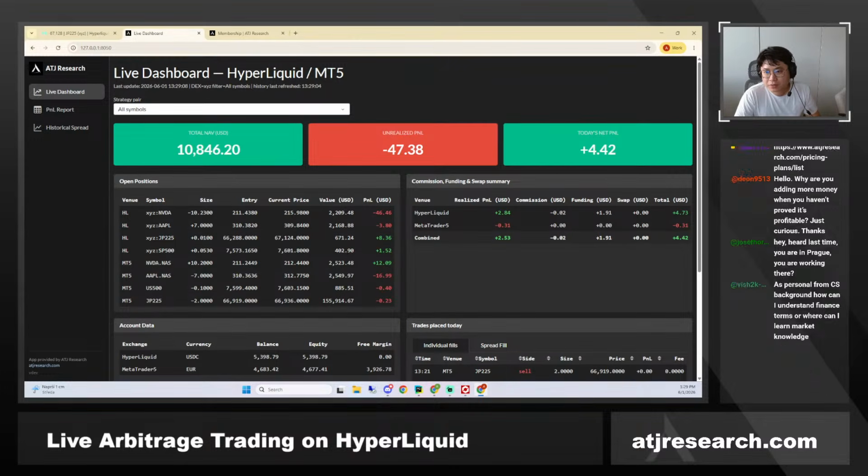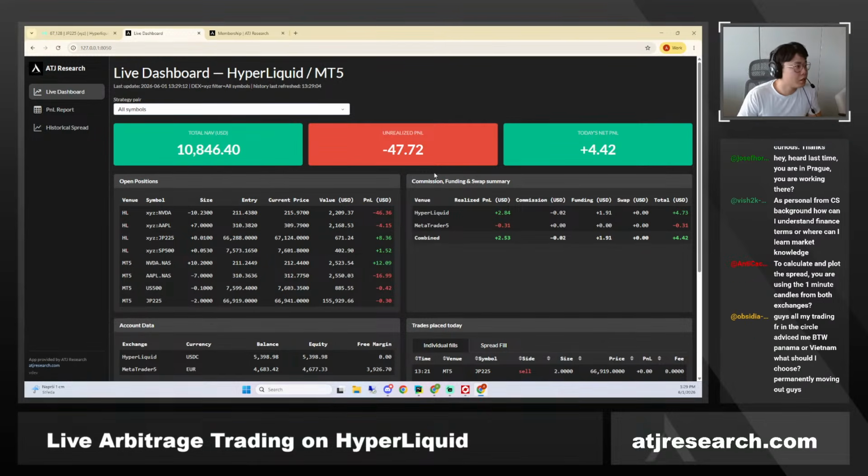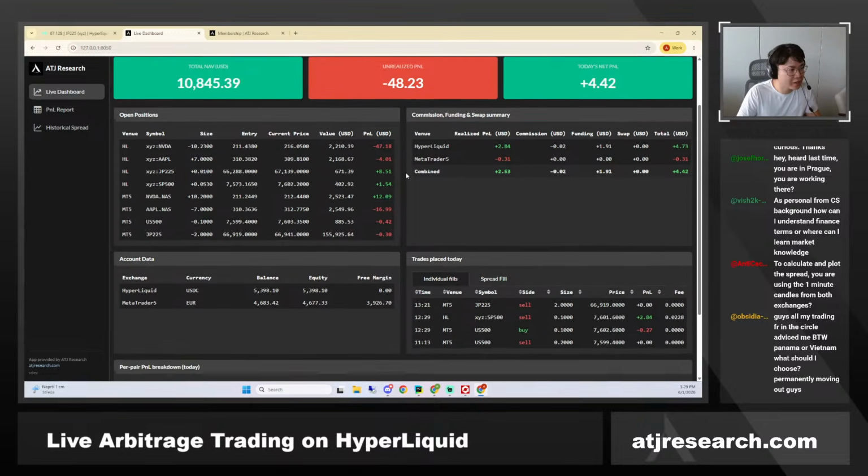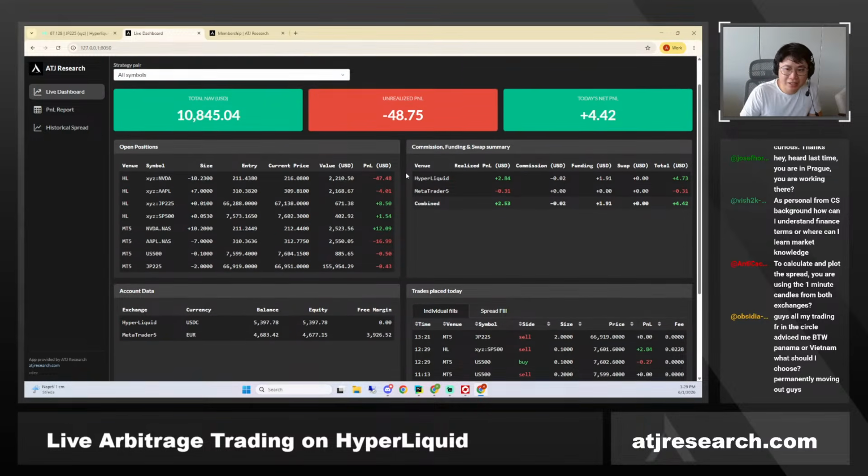As a person from a CS background, how can I understand finance terms? Where can I learn market knowledge? Well, you know what they say, right? It's easier for someone to teach finance than to teach someone how to program. So definitely you are ahead in that skill set.